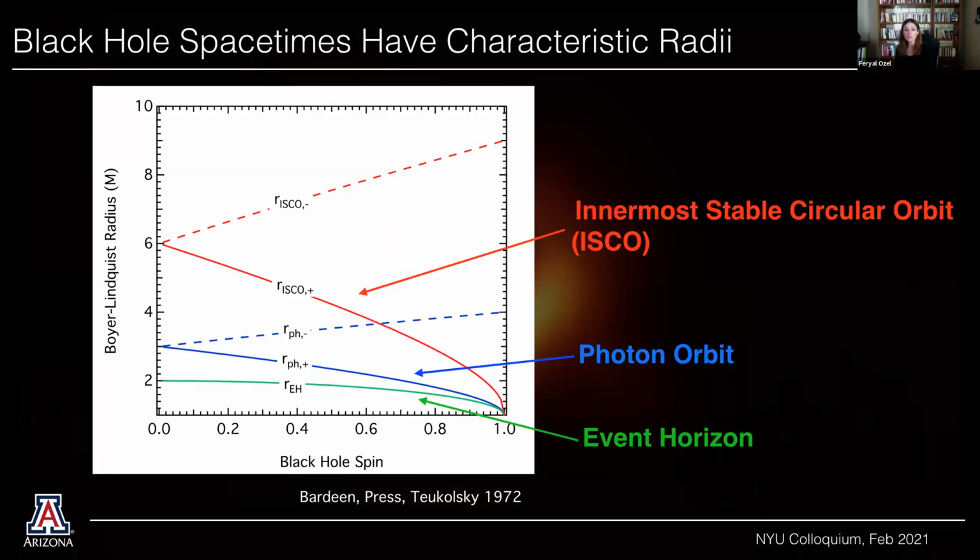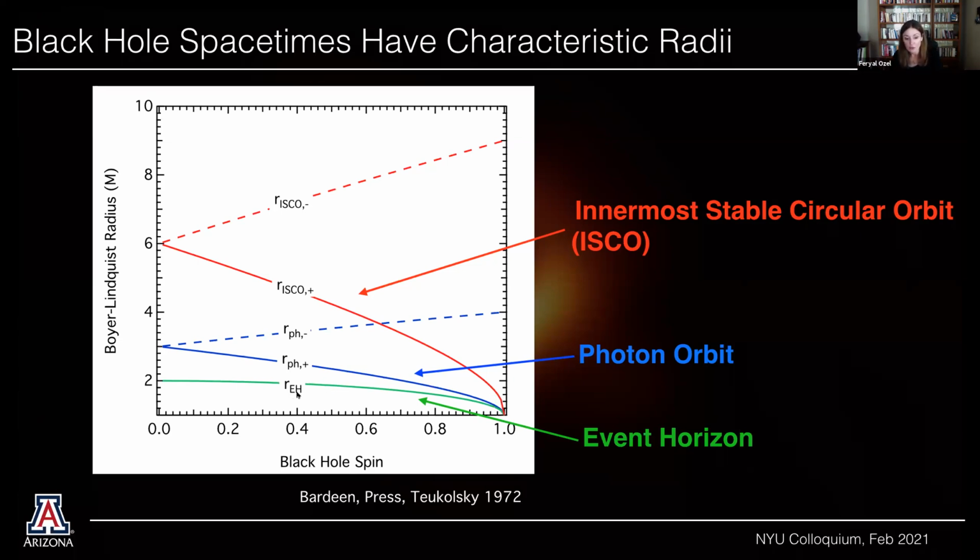So the reason why we have embarked on this imaging journey with the Event Horizon Telescope in the first place is because black hole spacetimes have characteristic radii that get imprinted on the images that you make of their surroundings. The three characteristic radii that are most important here are, let me start with the photon orbit, the distance from the black hole at which photons can make a full circle or multiple circles. So it's the separatrix between photons falling in and being able to come out.